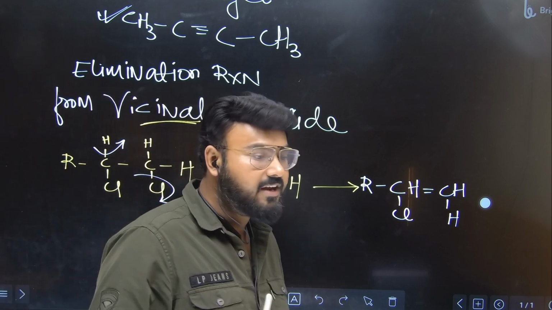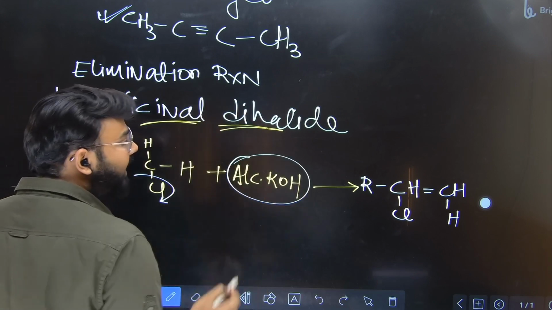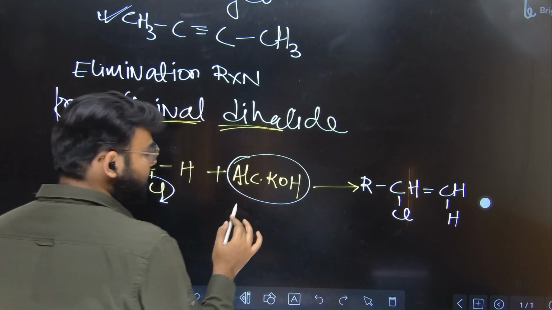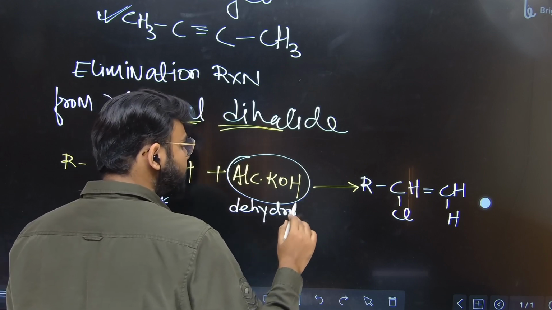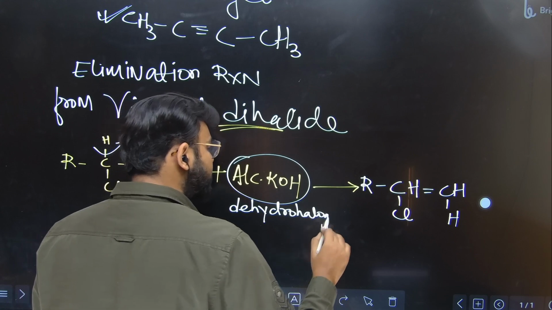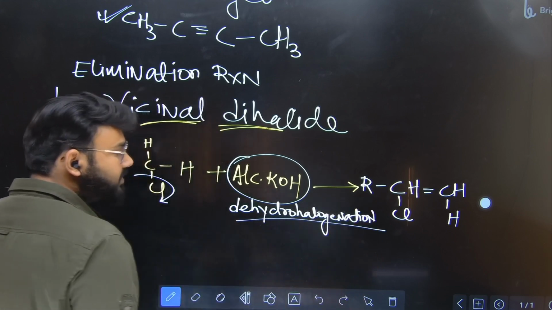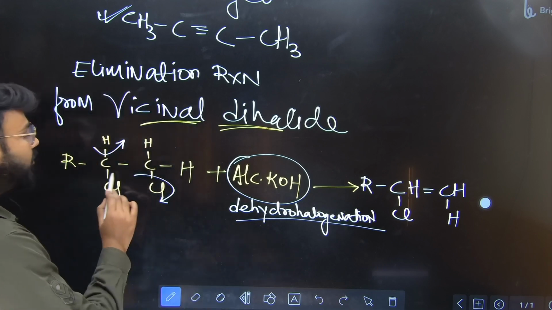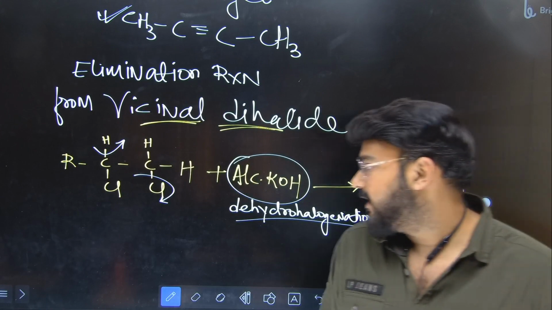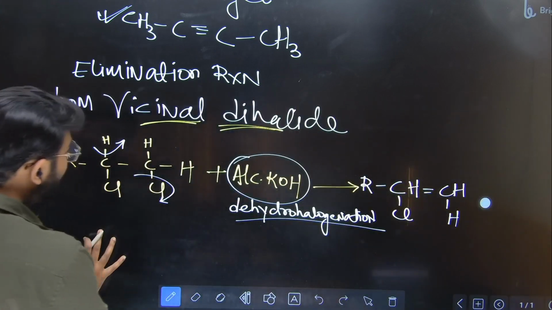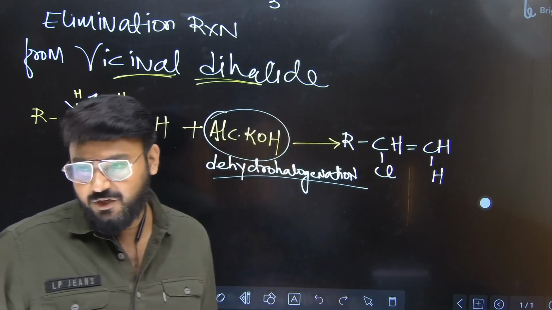Did everyone understand? We removed hydrogen and halogen, right? Ananya, remember that always: alcoholic KOH means dehydrohalogenation. Always remember this. Okay. So from wherever you remove the hydrogen and halogen, there only the double bond will form. Ananya, you understood, right? Yes, sir. Always remember this. Now, once we have this alkene with a halogen, what do we do?